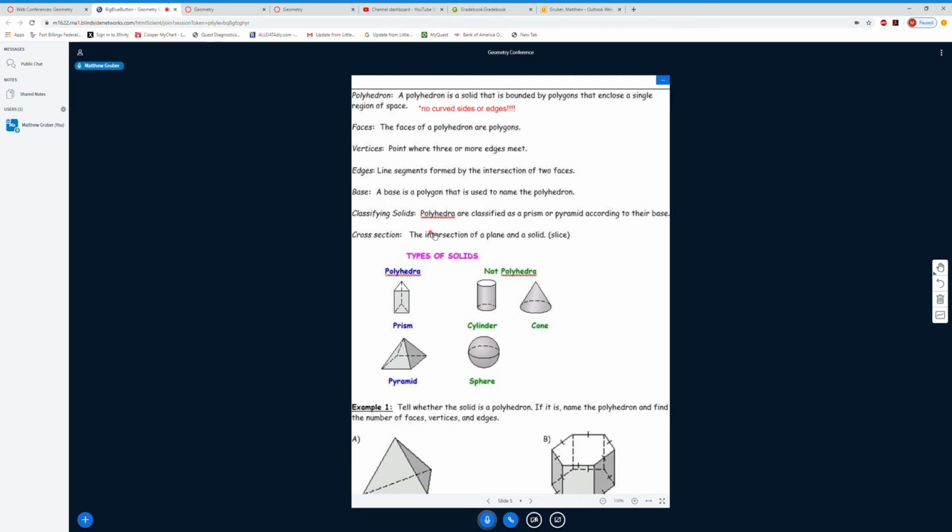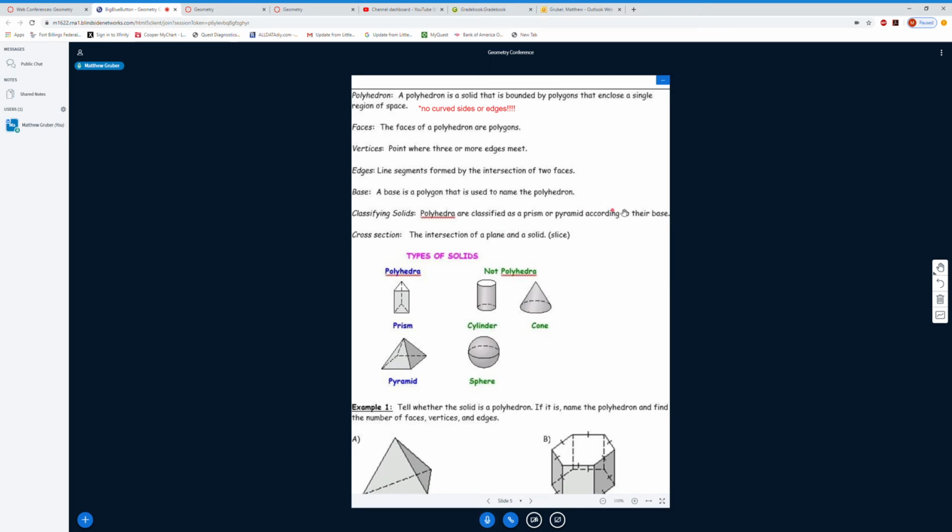The faces are the sides that make up the polyhedron. So the faces are going to be polygons. They could be rectangles. They could be pentagons, whatever. The vertices are where three or more edges meet. The edges are the line segments that are formed by the intersection of the faces. And the base is what we use to name the polyhedron. So the base could be a square, it could be a triangle, whatever.